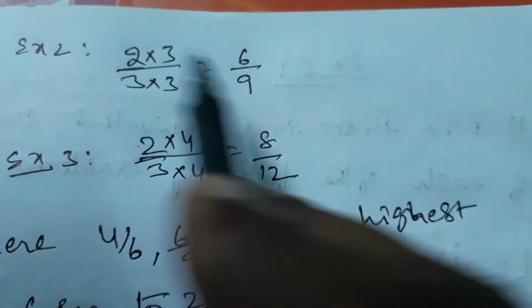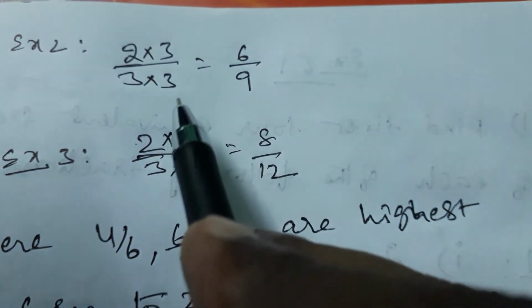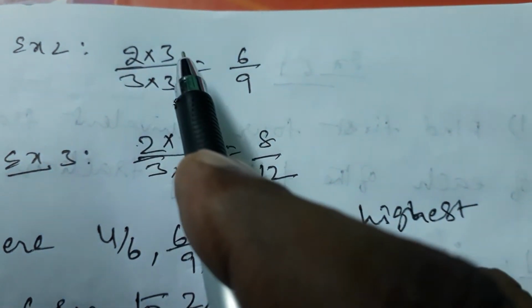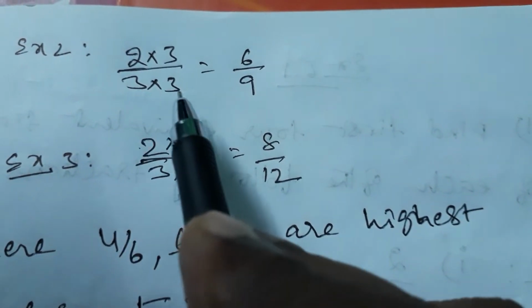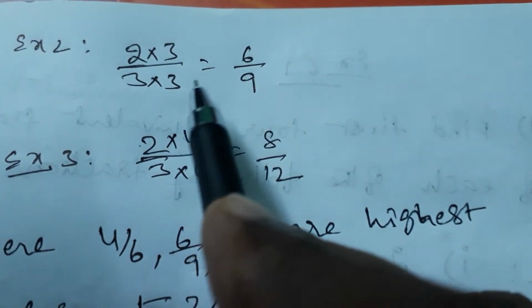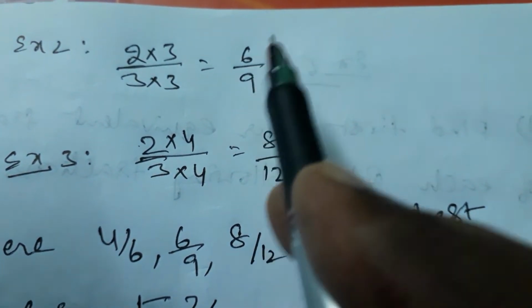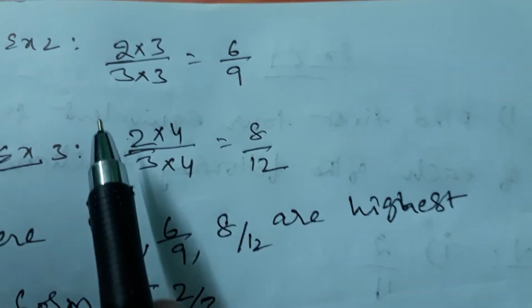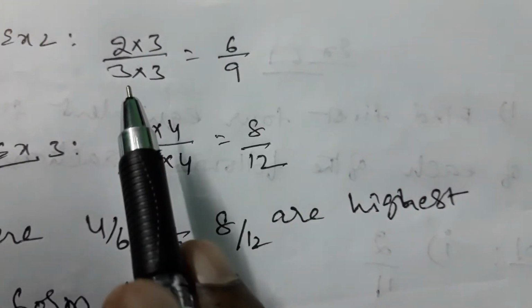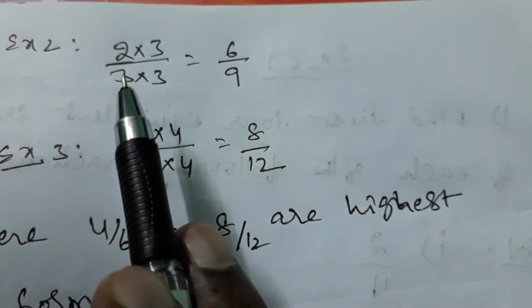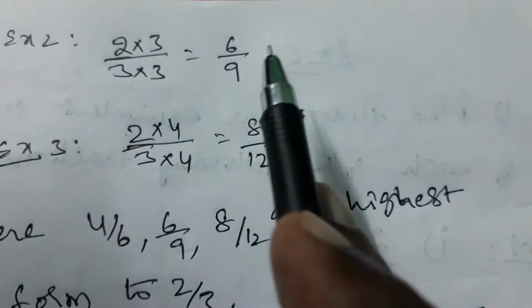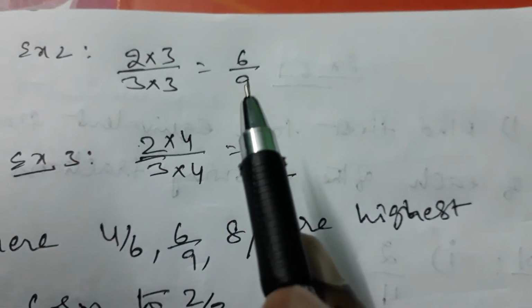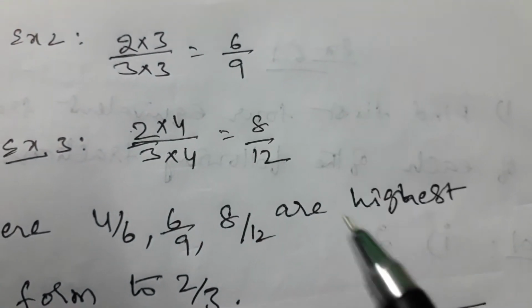We are modifying the fraction by multiplying and dividing with the same number. That means the numerator is multiplied by the same number, and the denominator is also multiplied by the same number. Then you will get a new fraction, and that fraction is equal to the original fraction. Of course, the numerators and denominators may be different numbers, but the values are the same. They are called equivalent fractions.